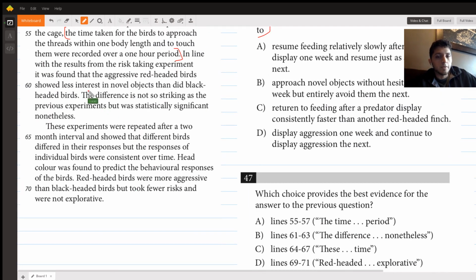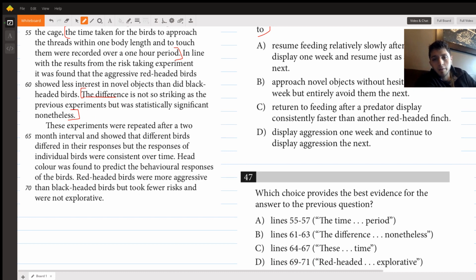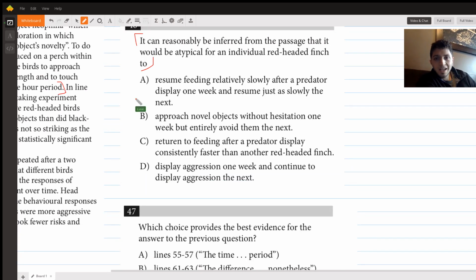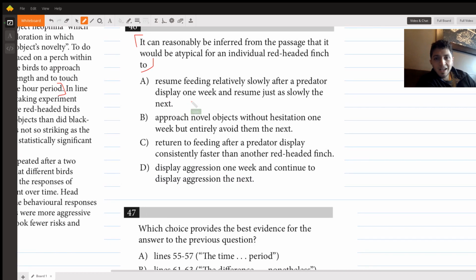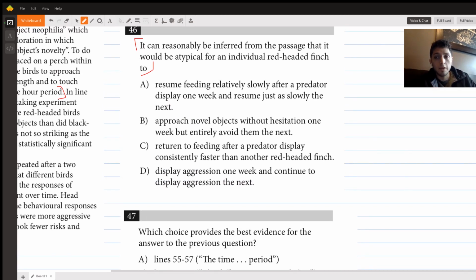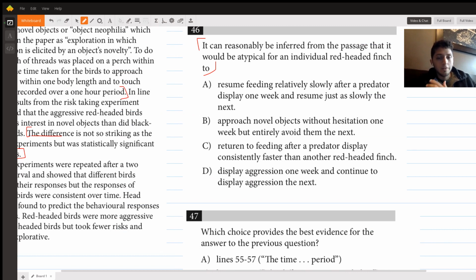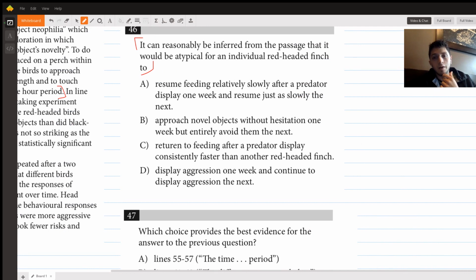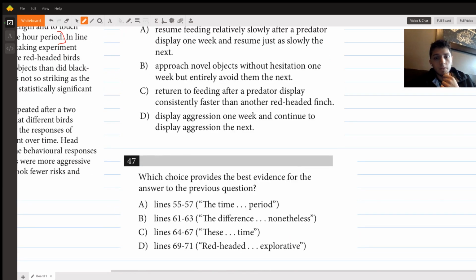Lines 61 to 63 say the difference is not so striking as the previous experiment, but was statistically significant nonetheless. And here, let's make sure you know what the difference we're talking about is: aggressive red-headed birds showed less interest in novel objects than did black-headed birds. This one could work because it tells us something typical or atypical about red-headed finches compared to black-headed finches, depending on whether they're going to talk about approaching novel objects.